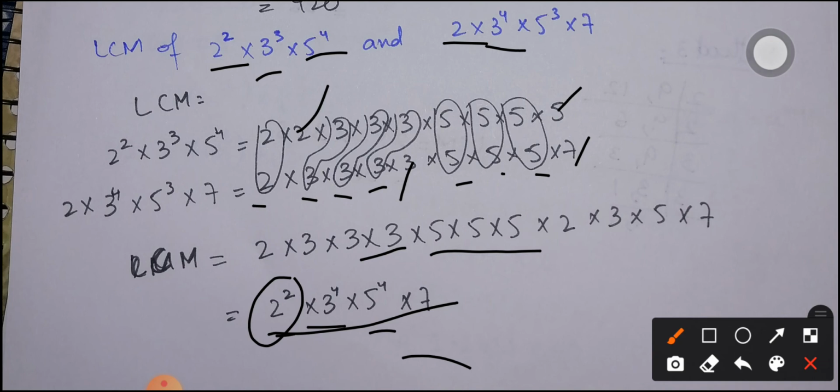So you can directly solve the question as well: if you are given the prime factorization, simply write down the LCM by taking the maximum power of each individual base.